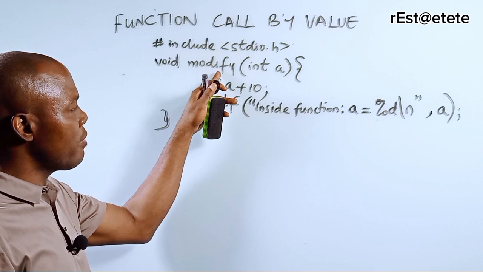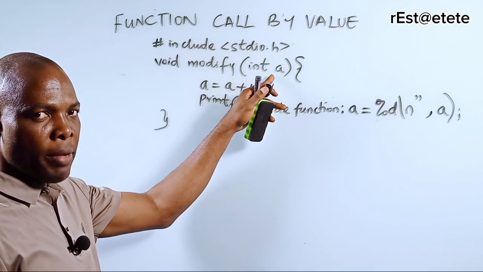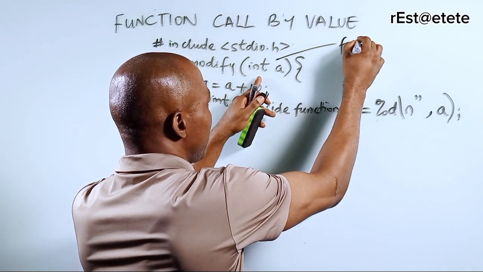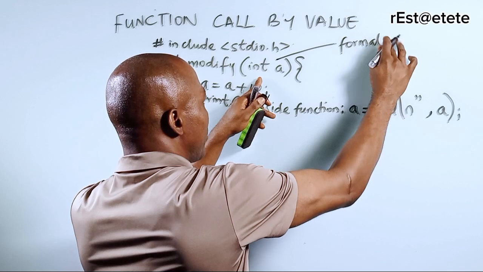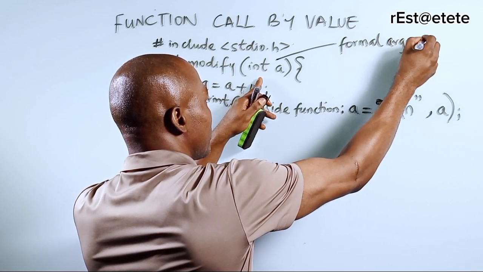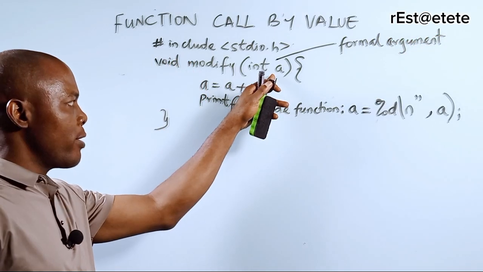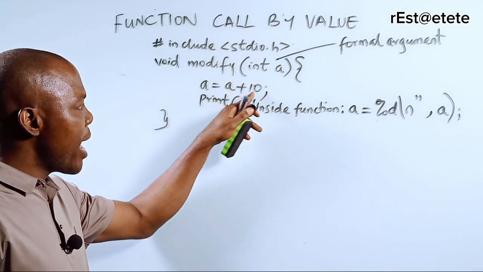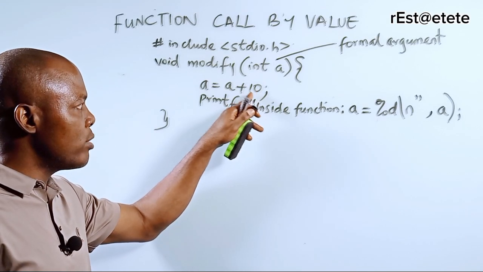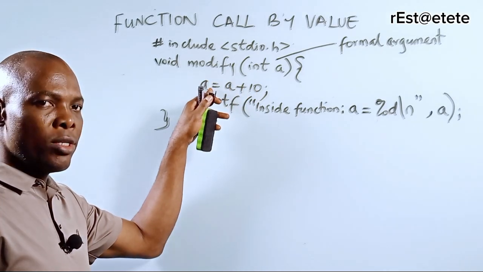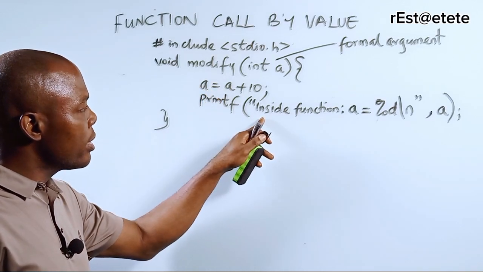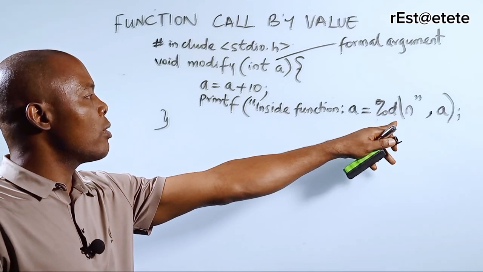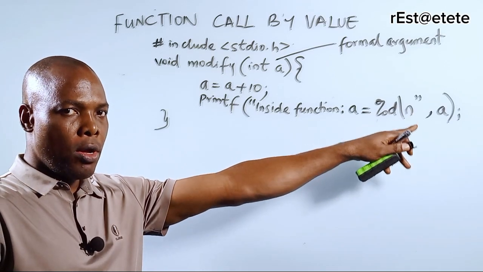The name of the function is modify, and it's expecting just one parameter. This one is the formal argument or formal parameter. Now inside this function, the value I'm going to supply here, I will add to it. I'm going to modify it. I'm adding 10 to that value, and then I'm going to store it back into that memory location. Then this printf will be called inside to print out inside function a is whatever the value of a will be printed out on the screen.